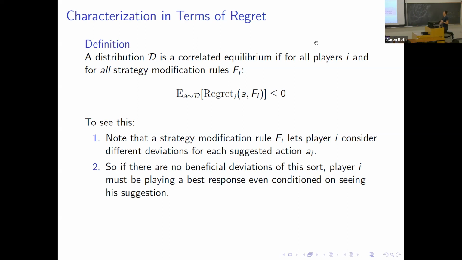Okay, so this is the same definition of correlated equilibria that we saw before, just now in terms of strategy modification rules. There should be no mapping from the suggestion that you are given to the action that you should play that does better than the identity mapping. You should just play the suggestion. That's what it means that the suggestion is a best response to the distribution induced by the suggestion. Okay, does that make sense?